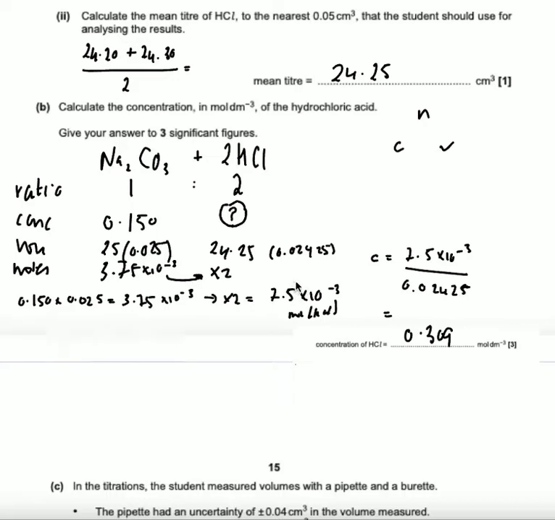Now, I've got the moles for HCl, and I have the volume of HCl. So I can use that to calculate concentration. So I do the moles divided by the volume, which is 0.02425, and that gives me 0.309 moles per centimeters cubed as the concentration for HCl, which is the answer to the question.